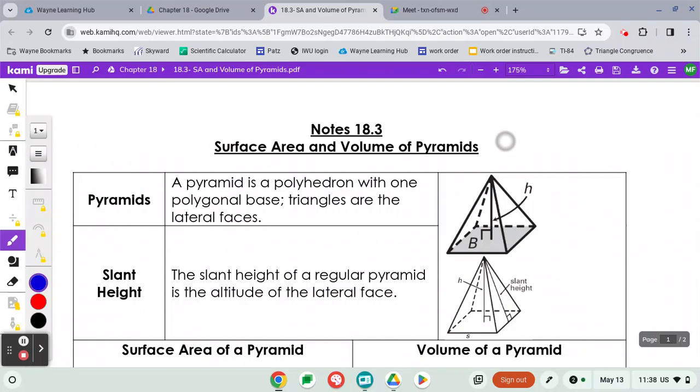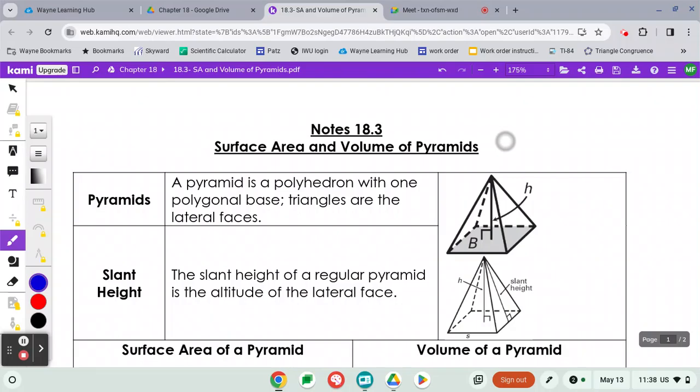Now, let's talk about pyramids. When you guys think of a pyramid, I'm guessing you all think of this one. This is what the Egyptians built, right? What is the base of this, do you think? A square. Now, we are used to, with prisms and cylinders, the bases are parallel, and there are two of them. With a pyramid, there is only one base.